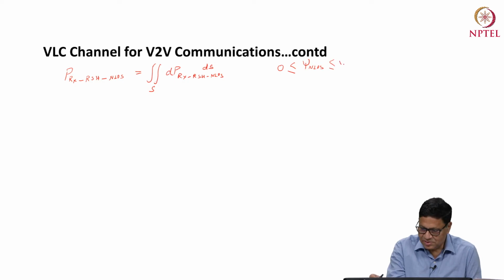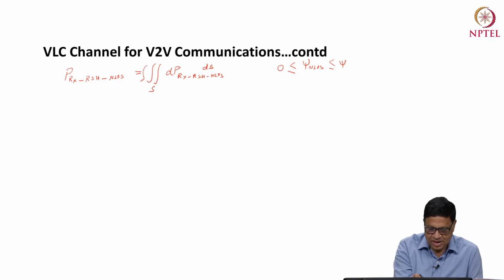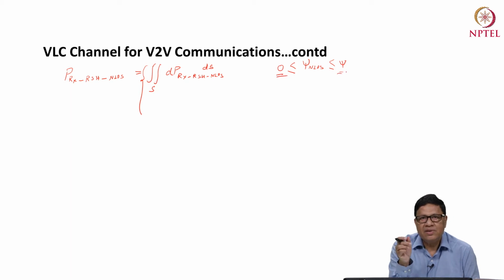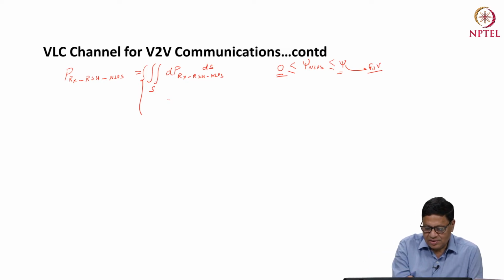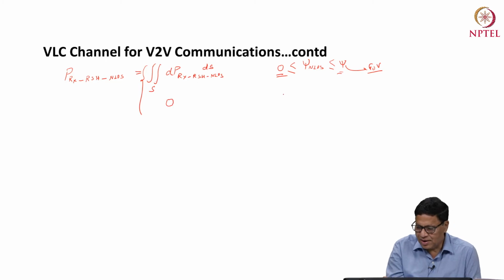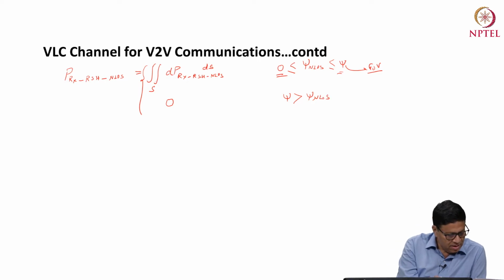is less than psi. So this is only valid when the angle of psi NLOS is between 0 and psi, because that is the FOV of the receiver. Anything away will not be going to the receiver, hence will not be counted. And this is 0 if your angle psi is greater than psi NLOS. So this is the component from the non-line of sight.